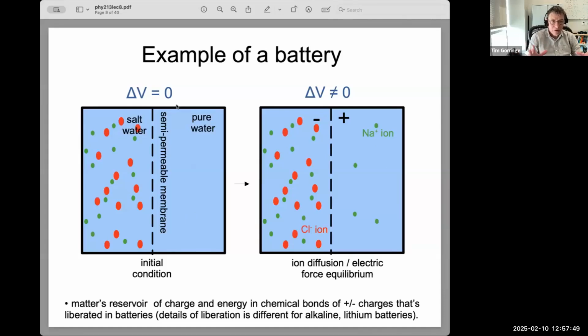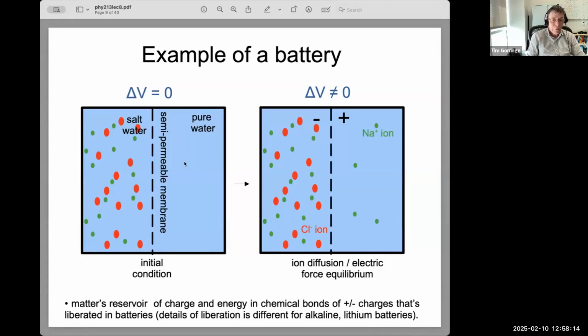Here's the second battery. This is an interesting battery. It's not made of two different metals. It's made of pure water and salt water, out of which I constructed a battery. I put them in some sort of container with a semi-permeable membrane separating on the left the salt water from on the right the pure water.